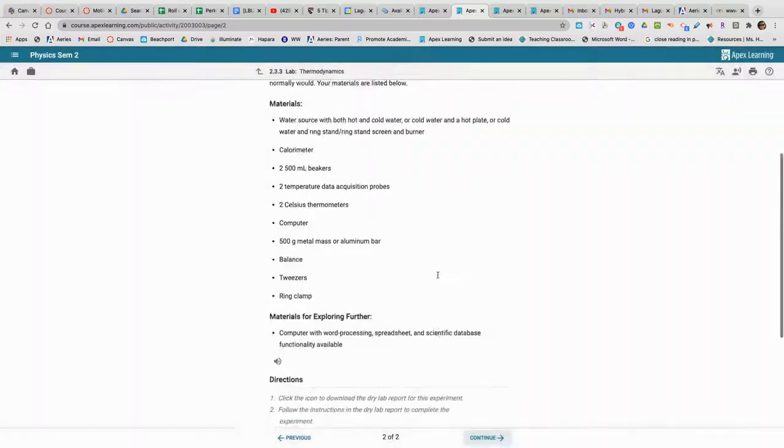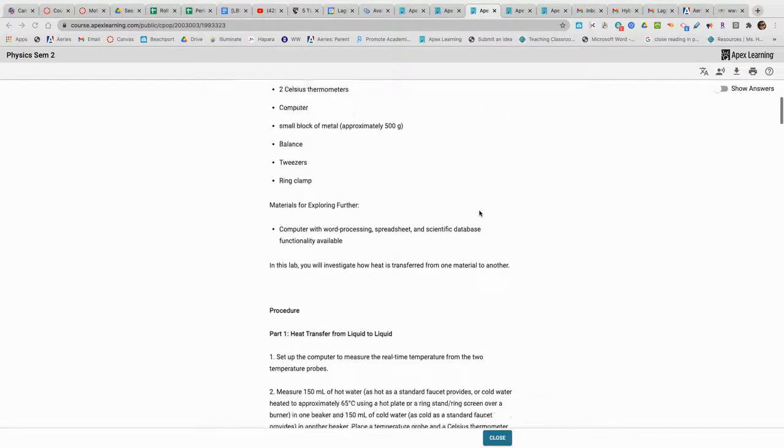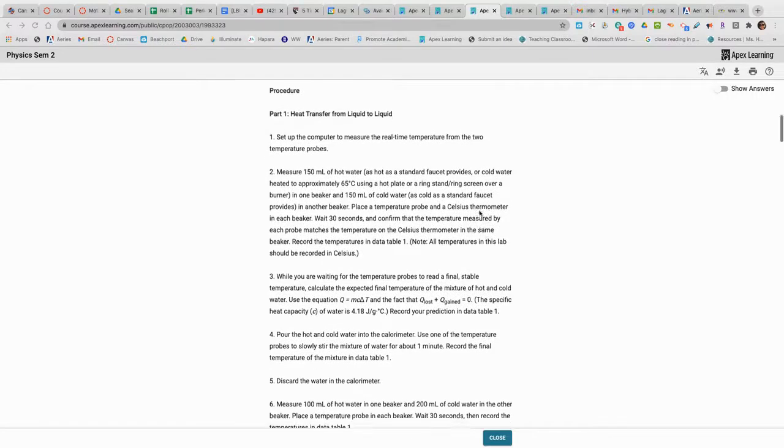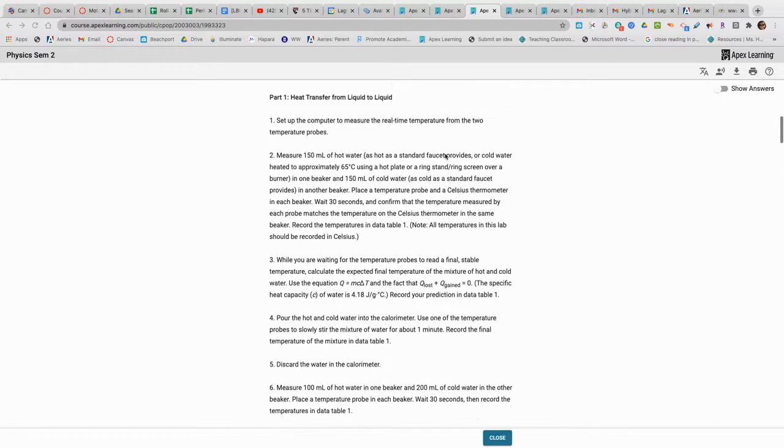So, dry lab. And what you will see here, again, the materials and the procedures are here. So it's important that you're reading through the procedures. There is an equation that you're going to use. It's right here, Q equals mc delta T, okay?